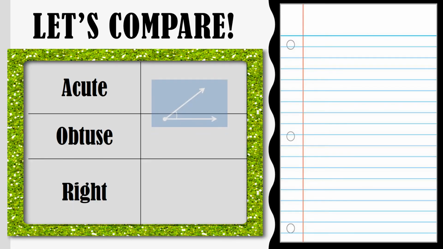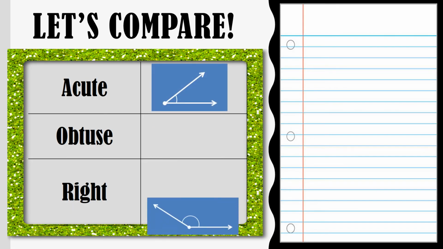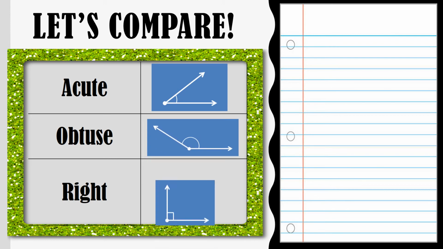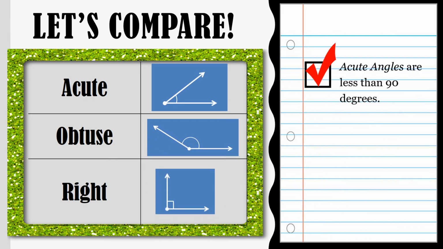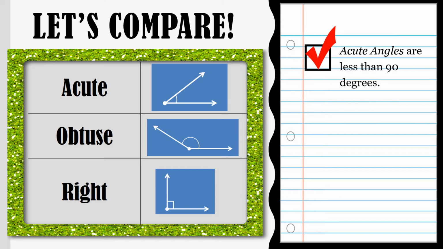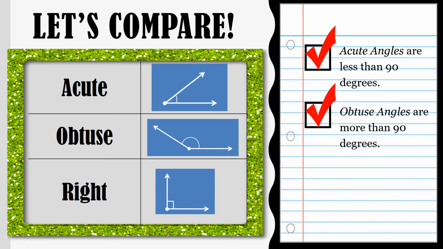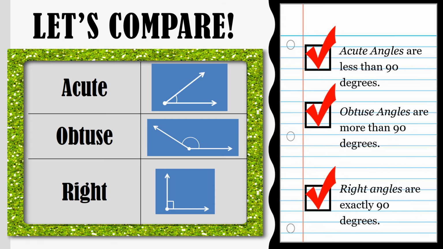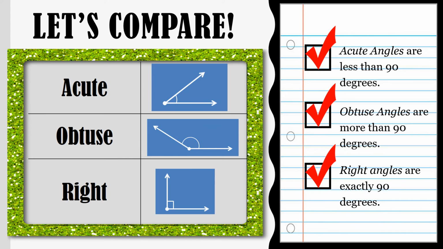So let's compare. We have an acute angle, an obtuse angle, and a right angle. Acute angles are less than 90 degrees. Obtuse angles are more than 90 degrees. And right angles are exactly 90 degrees. Make sure that you have this information written down. Go ahead and hit pause if you want to jot these notes down and sketch your angles in your notebooks now.